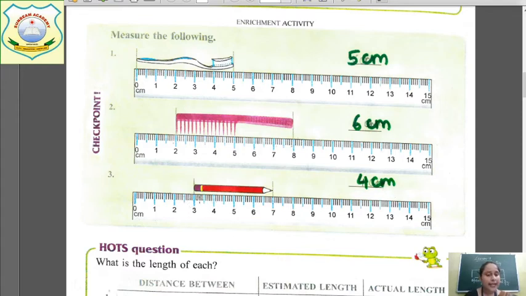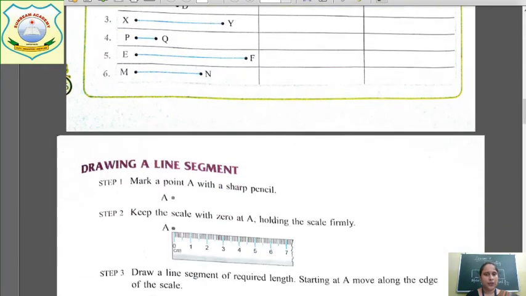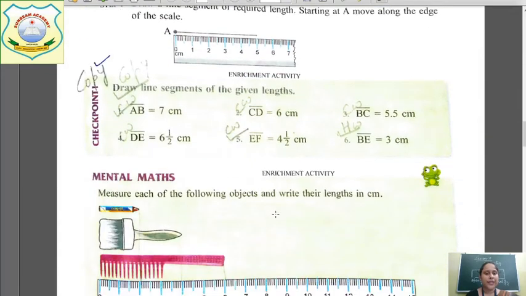हम 3 को क्या लेके चलेंगे? We will consider this 3 as 0. इसको हम 0 लेंगे. हम इसकी counting नहीं करेंगे. We will start counting from the next number. Okay. So 4 is 1 centimeter, 5 2 centimeter, 6 3 centimeter and 7 4 centimeter. Okay. So now you all have completed this exercise.